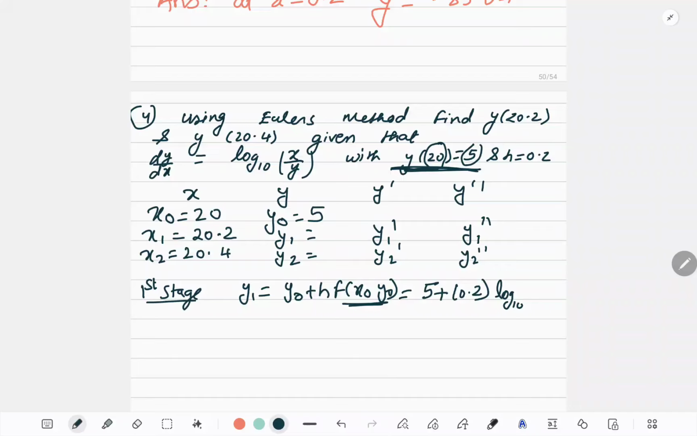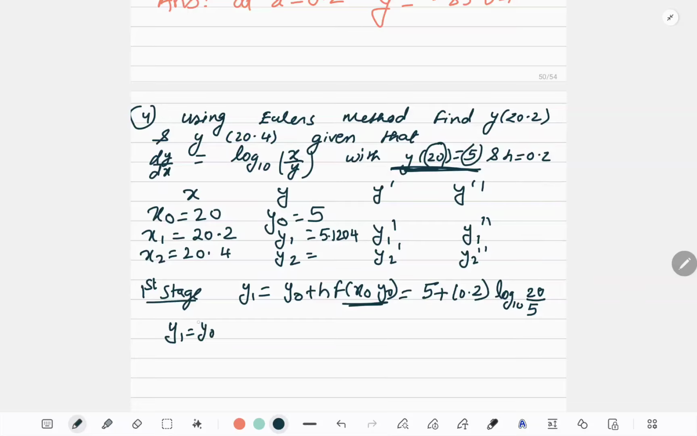Right? So what is the value of x0? x0 is 20. What is the value of y0? 5. So when you solve this value, you will get the value of y1. But remember that this value of y1 is your raw value. Correct? This will be your raw value. So use your calculator and calculate, it is 0.4. Correct? Now modify the result.